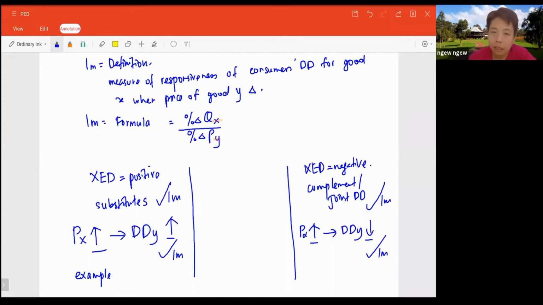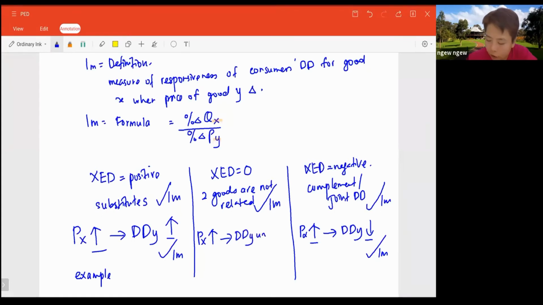Lastly, the question asks, what happens when XED is 0? When XED is 0, it shows that the 2 goods are not related. Then 1 mark will be offered when you recognize that kind of relationship. Then the remaining 1 mark will be given to explain what is meant by not related. For example, when the price of X rises, demand for Y remains unchanged. Okay, this is how you get your remaining 1 mark.